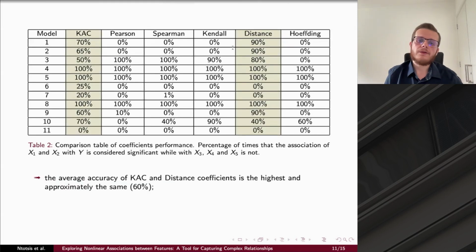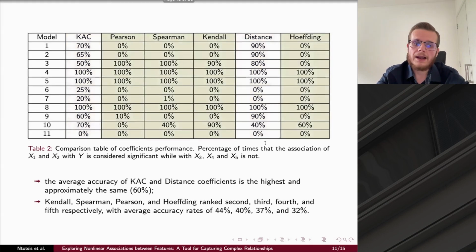So the average accuracy of KIC and distance coefficient is the highest and approximately the same, around 60% in both cases, while Kendall, Spearman, Pearson, and Hoeffding ranked second, third, fourth, and fifth, respectively, with an average accuracy ranging from 32 to 44%.